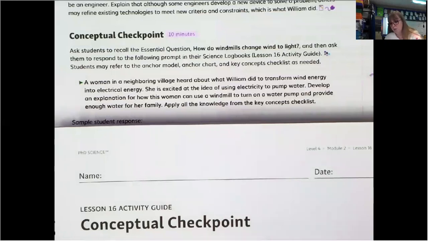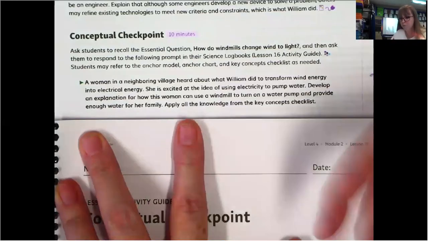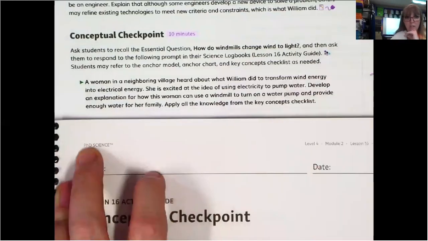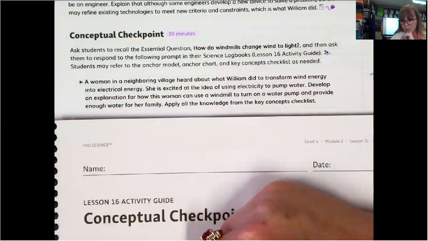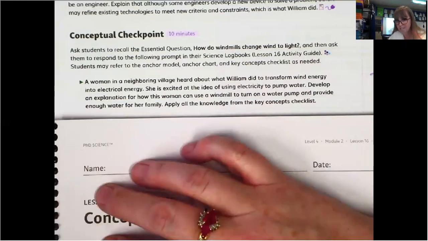Okay, so we're going to change that question up a little bit today for this conceptual checkpoint. Conceptual checkpoint gives us this prompt. And remember, on the conceptual checkpoint, you can use everything in your logbook. Okay, so here is the prompt. There's a lot to it. That's why I didn't write it in my notebook.